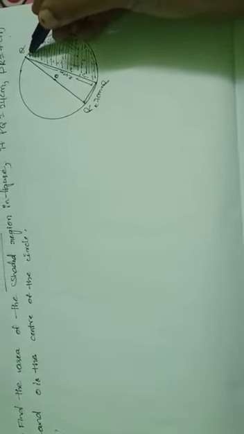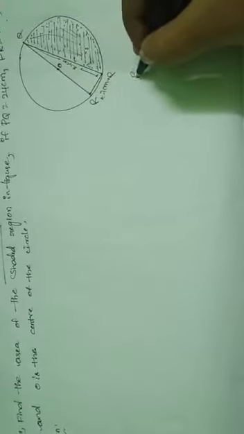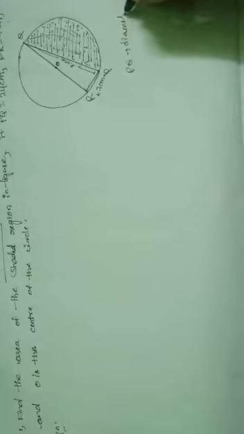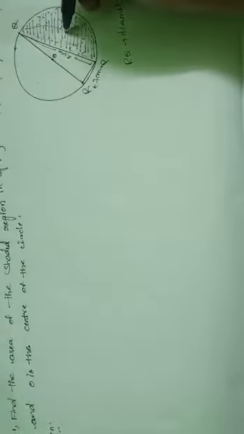See here, RQ is the diameter of the circle. RQ passes through the center, so RQ is the diameter. A diameter divides a circle into two equal parts. This is one semicircle, this is another semicircle. Here RQ divides the circle into two semicircles.